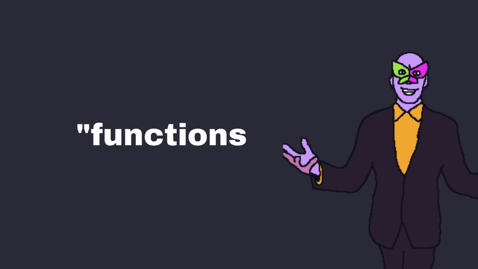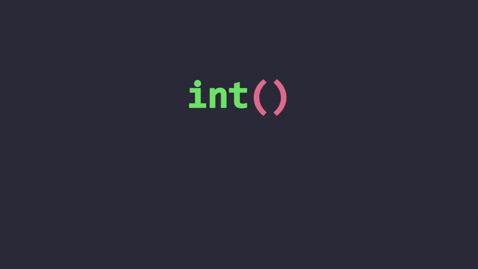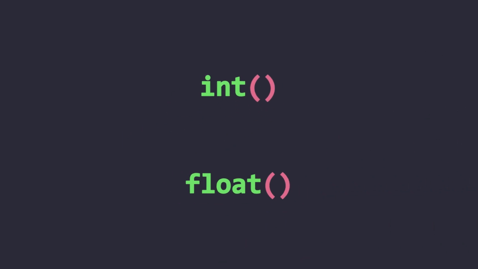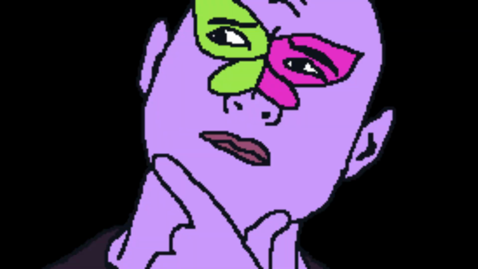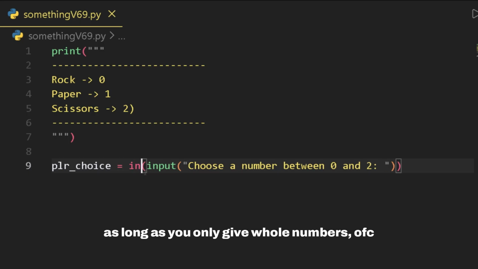Joining the team of functions that will save your ass, here comes the int function. This function is very similar to the float one, the only difference being that float only works with decimal numbers and int with whole numbers. If you try to change that order, it'll throw an error. Translation: just swap the float for int in this one and you'll be fine.